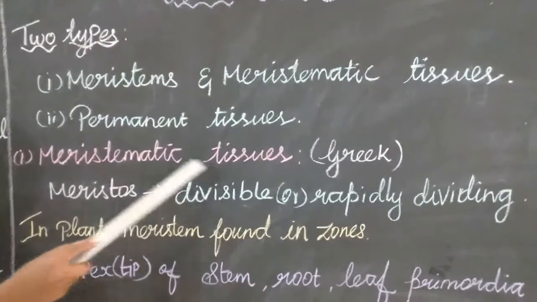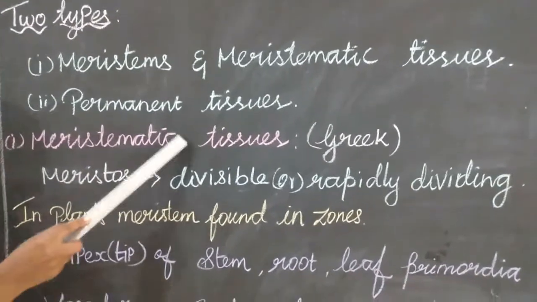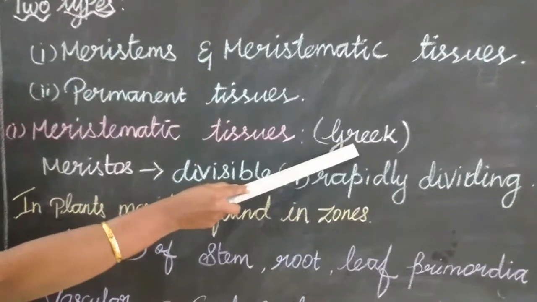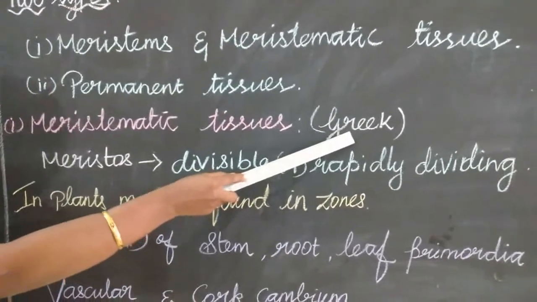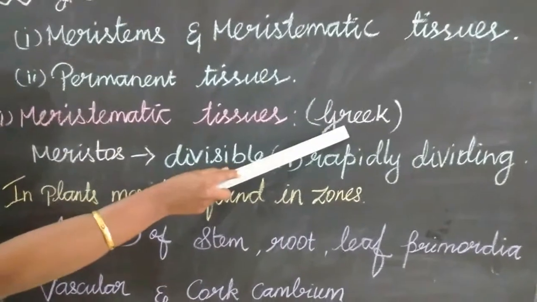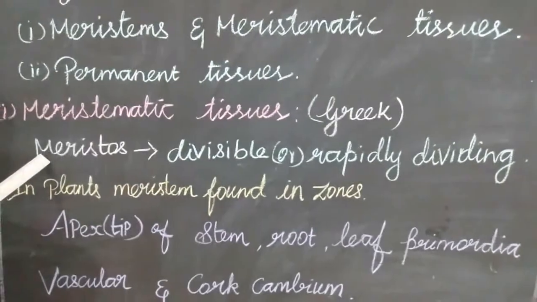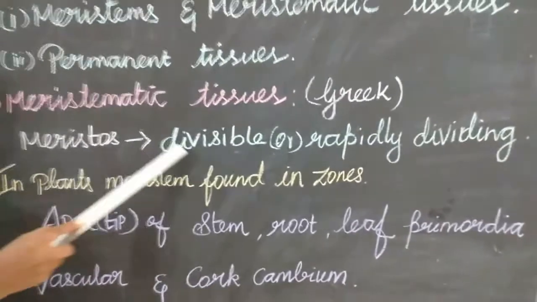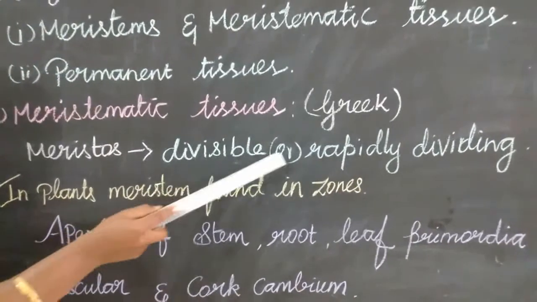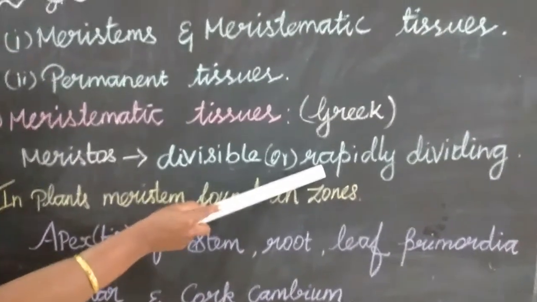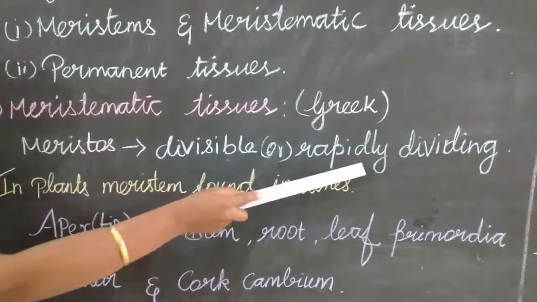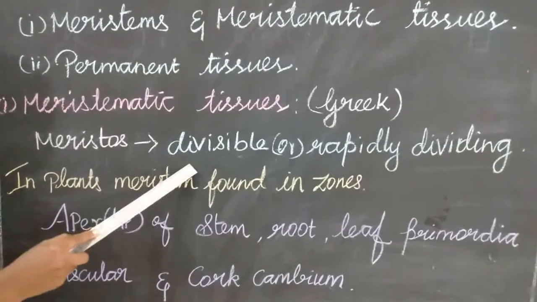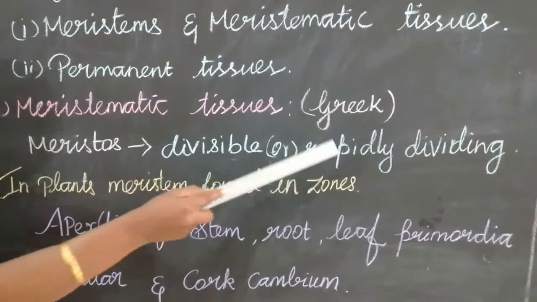First one, meristematic tissue. The word meristem is derived from the Greek language. What is the meaning of meristem? Meristem means divisible, or rapidly dividing cells. What is meant by rapidly? Fast. So, meristem means divisible or rapidly dividing cells.